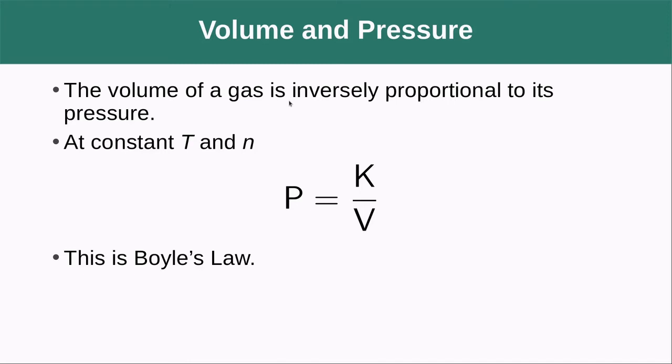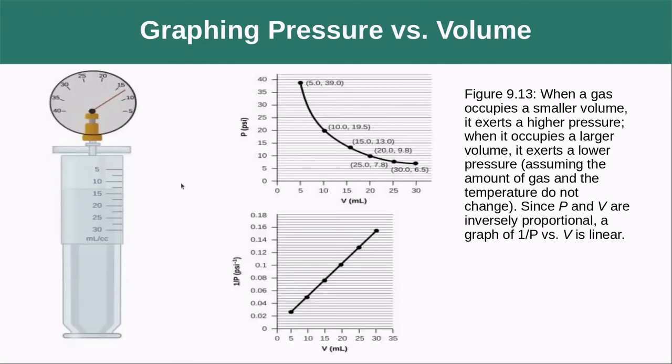The volume of a gas, though, is not directly proportional, but inversely proportional to its pressure. So at a constant temperature and number of moles, the pressure is going to equal some constant divided by the volume. This is known as Boyle's law. If we graph it out, we're going to see a curved rational function, a 1 over x function, that you may have learned about in your math courses. If we wanted it to be a line, we could always graph either 1 over P or 1 over V, and that's going to make it look like an actual proper straight line.